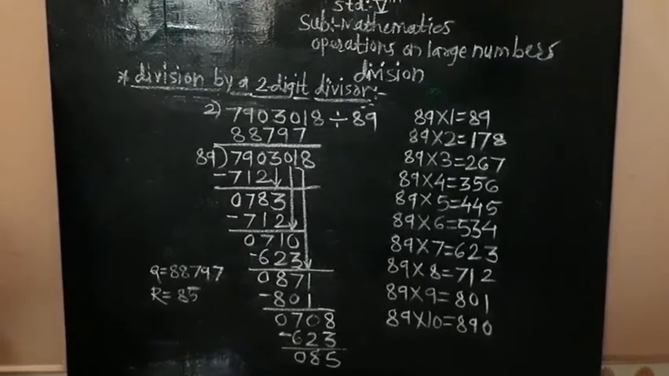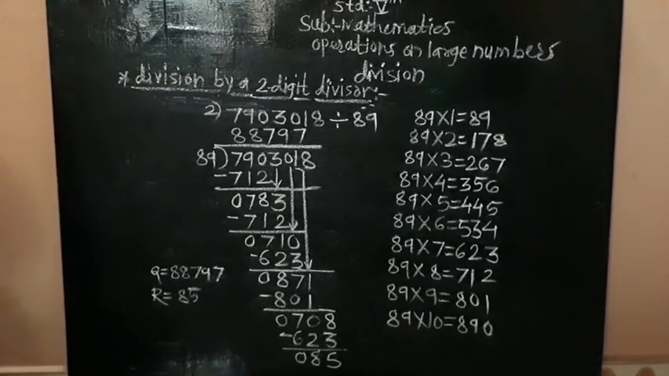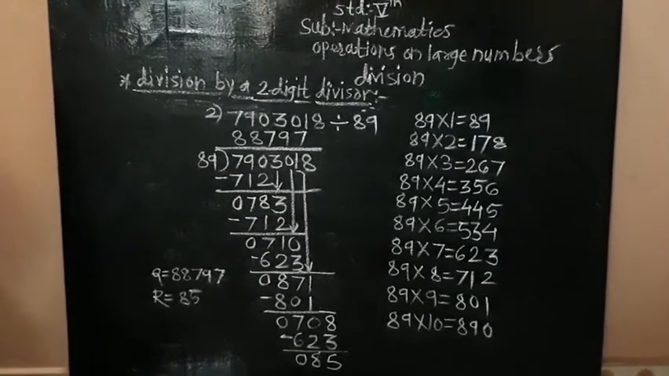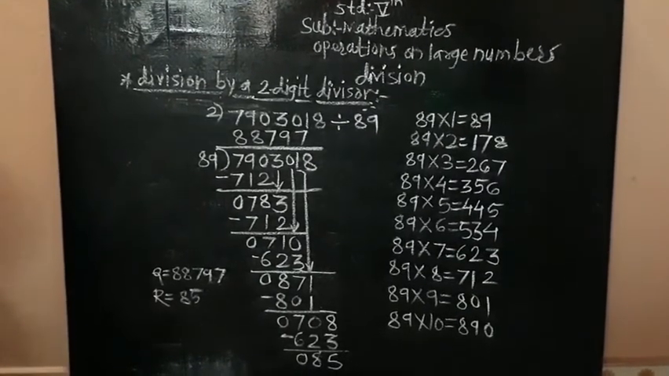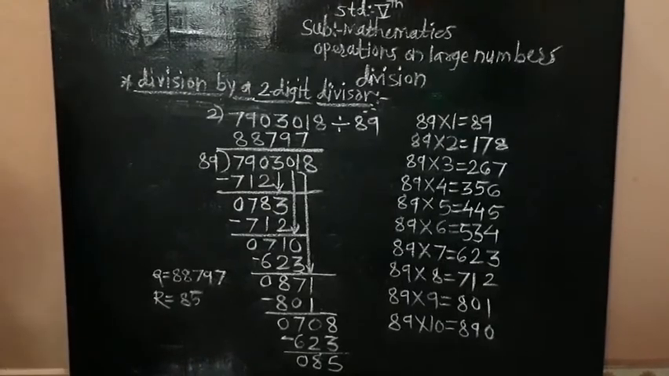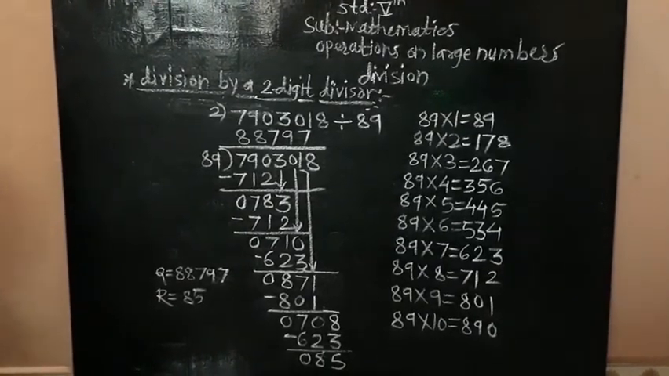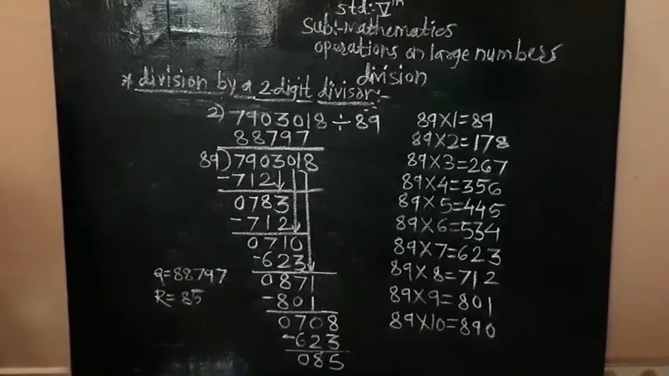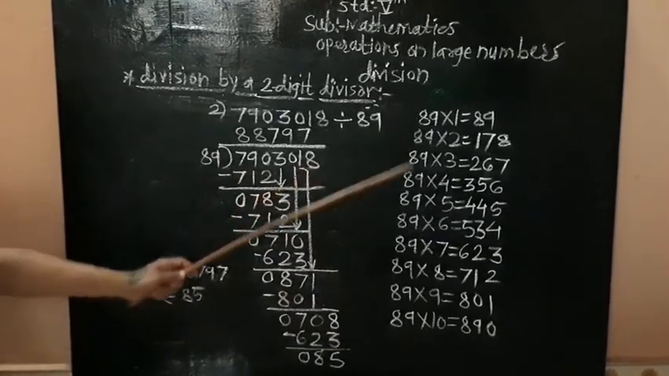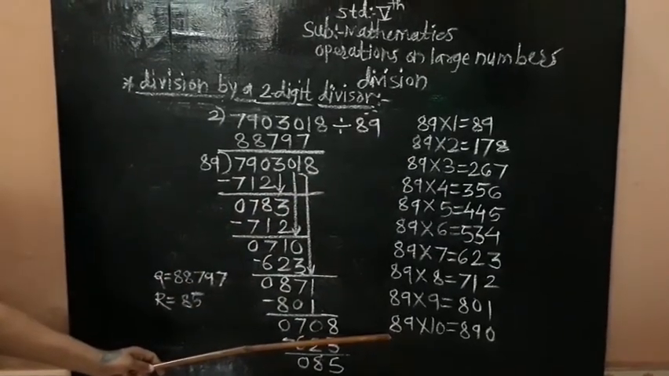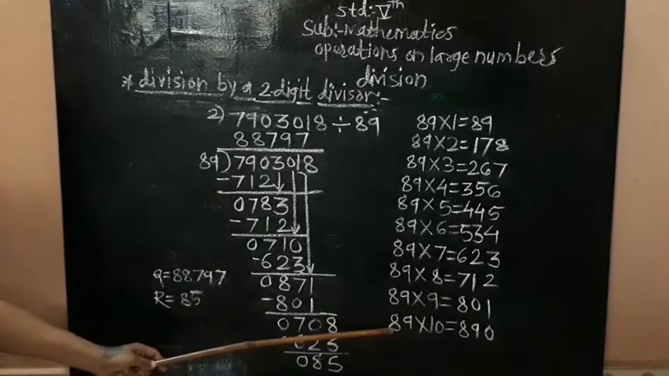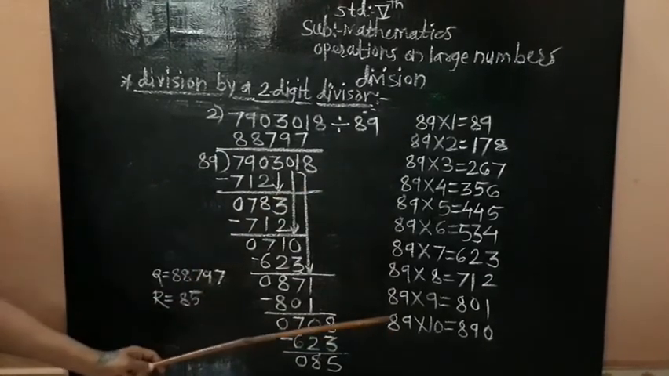My dears, I know that you don't know the 89 table directly. But don't worry. If you don't know the 89 table, no problem, because all of you know multiplication very well. So what to do here? First, you make the 89 table up to the 10th place. You make one table up to the 10th place.